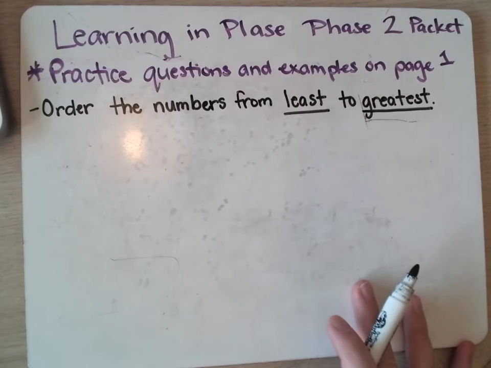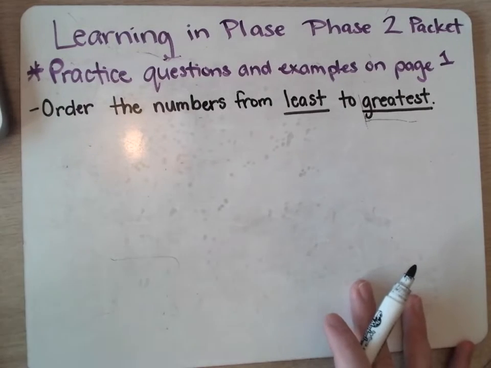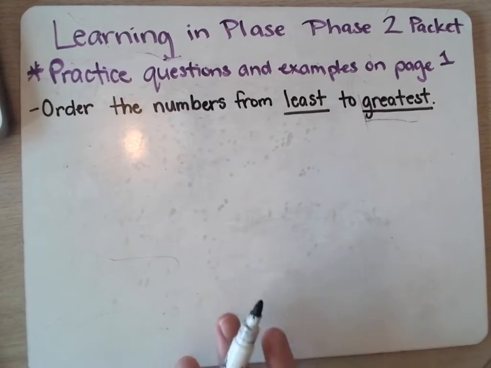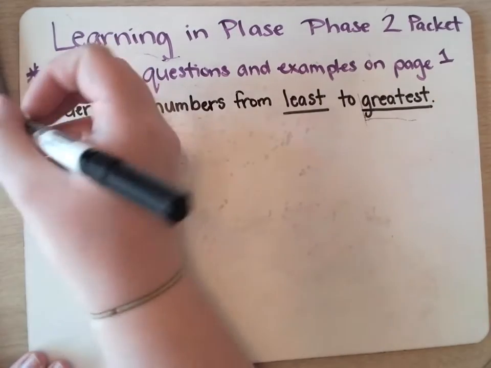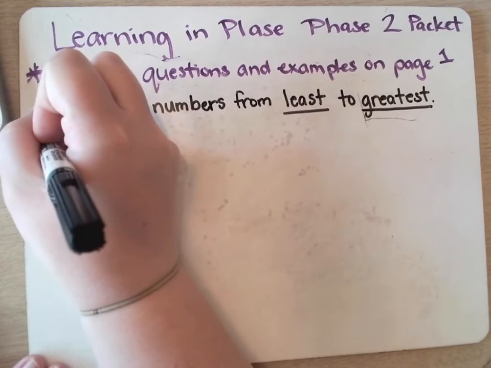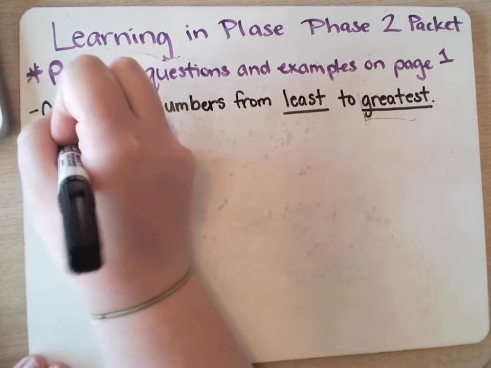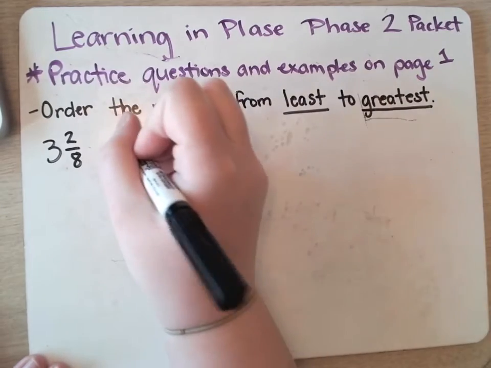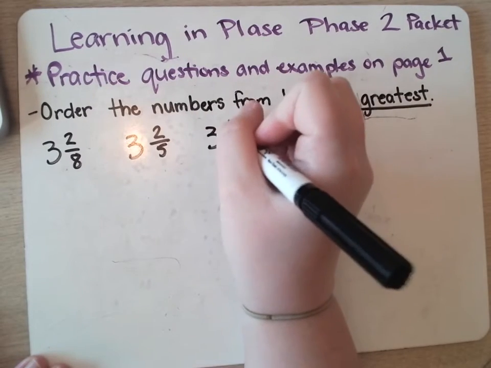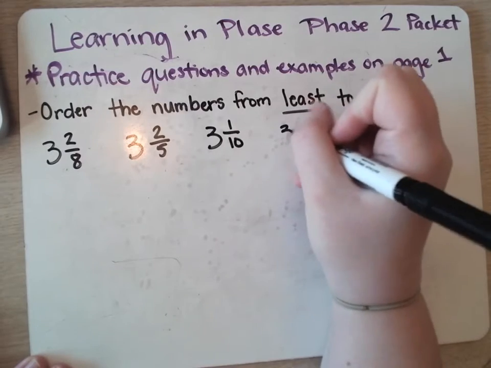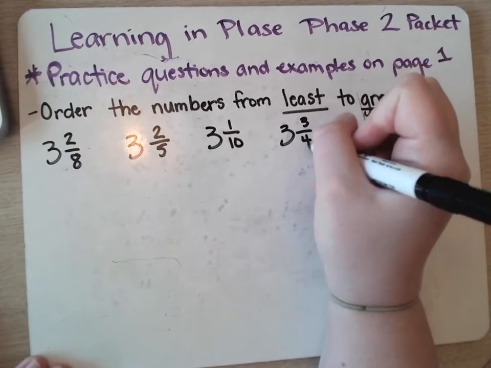So the first thing we're going to do is transfer these to a larger area. You can use any paper you have at your house, a notebook, anything you can find. I'm going to use the whiteboard so that I have a little bit more room to show you. So 3 2/8, 3 2/5, 3 1/10, and 3 3/4.